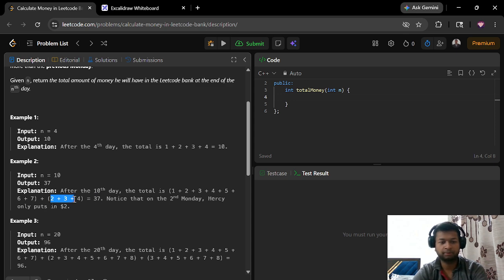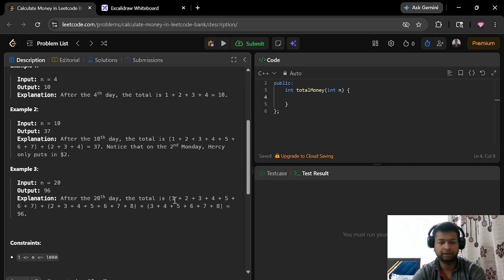Why here 2 plus 3 plus 4? Because we are given the condition that 1 till 7 it will be incrementing like normal, but when the other Monday comes, it will be more than the previous Monday. It will again start from 1 only, but it will be $1 more than the previous Monday. So on the second Monday, Hershey will put $2.